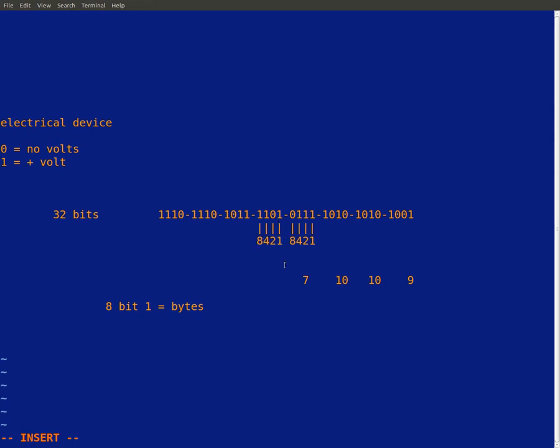Now this is something good to talk about. In the ones place, there is a positive volt. Positive volt signifies 1. So there is voltage in the ones place. There's no voltage in the twos place. There is voltage at the fours place, and there is voltage at the eighths place. So what we have is the number 13.